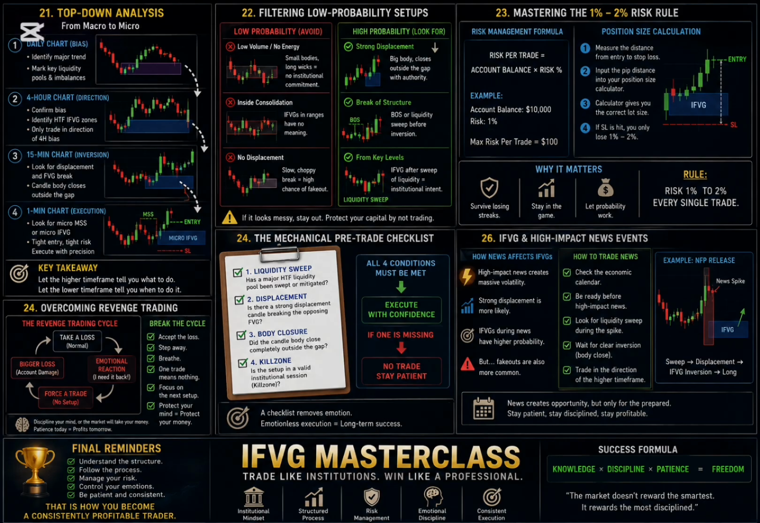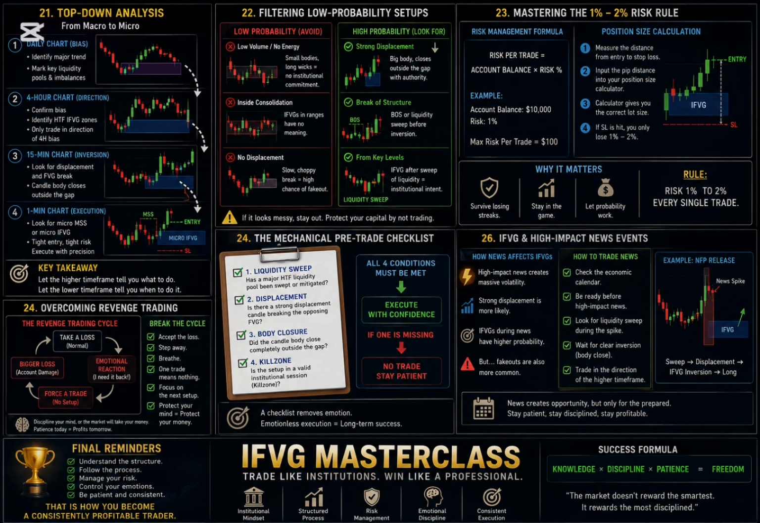And you can have the best strategy in the world, but without discipline you will fail. As a disciplined trader, you must never risk more than 1% to 2% per trade. If you have a $10,000 account, your maximum risk is $100. Use a position size calculator before you enter any live trade on MT4 or MT5.